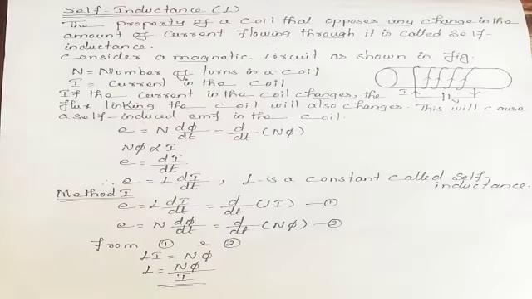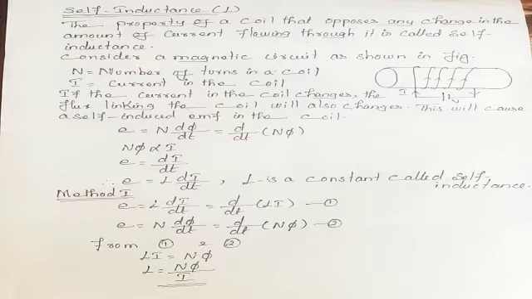Next, there are two things: self-inductance and mutual inductance. Consider a coil wound over a core, with supply voltage V and current I. What does self-inductance L mean? The property of a coil that opposes any change in the amount of current flowing through it is called self-inductance. Here N is the number of turns in the coil and I is the current in the coil. If the current in the coil changes, the flux linking the coil also changes. This will cause a self-induced EMF in the coil.